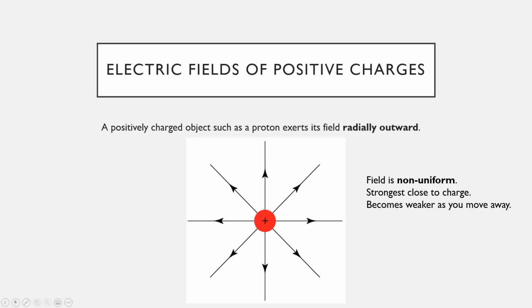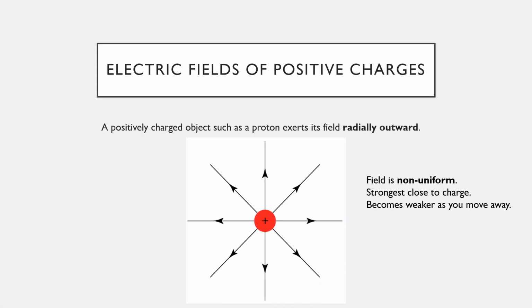So what are the shapes? Well, here's a basic electric charge. It's a positive charge of some kind. It could be a proton, or just something else with a positive charge. This is what the field looks like. The field radiates outwards from that charge. If it's like a proton, we say that the field is exerted radially outwards. It's not uniform. The further away you go, the weaker it gets. The closer you are to the charge, the stronger it gets.